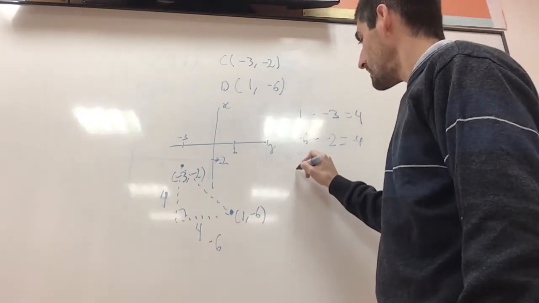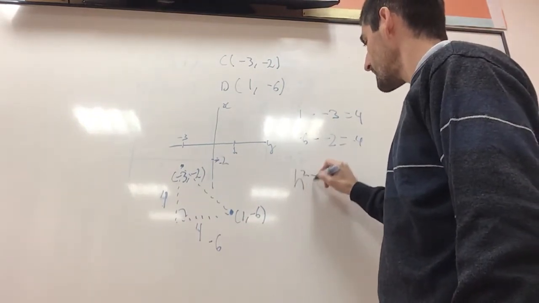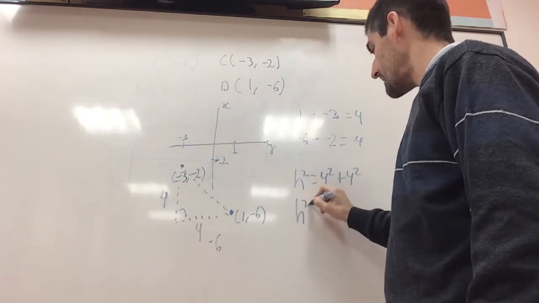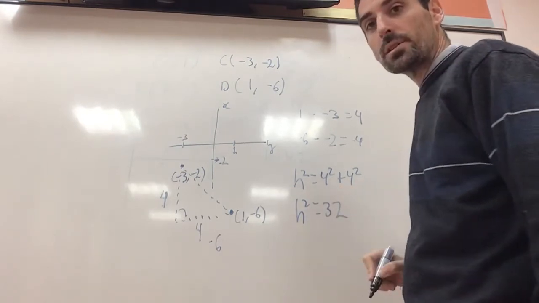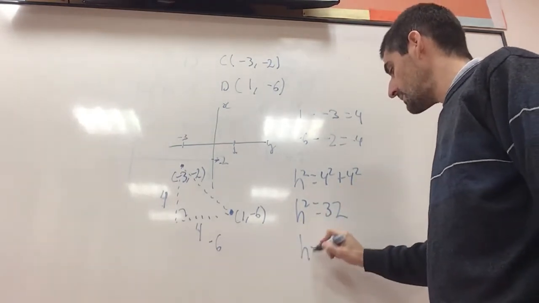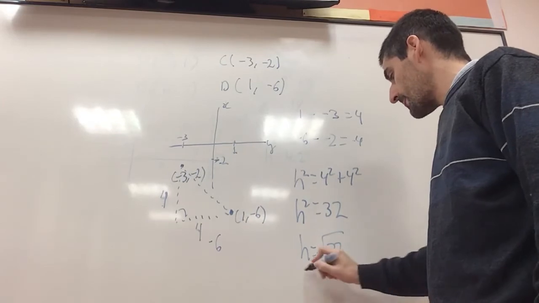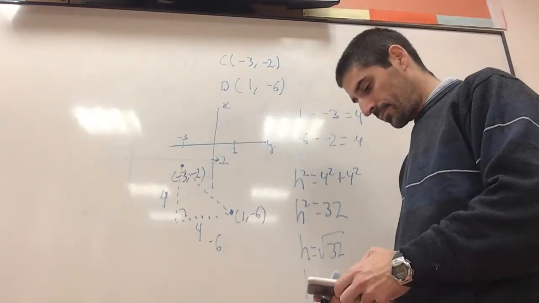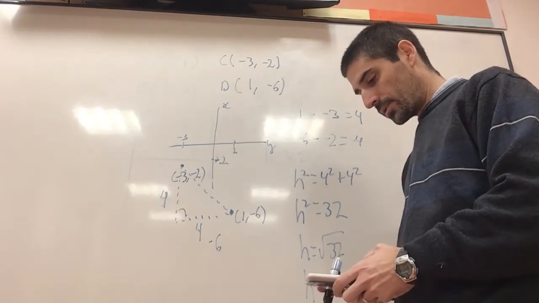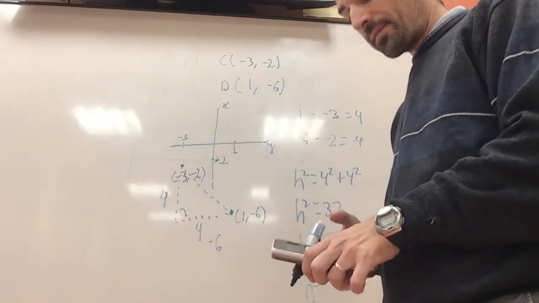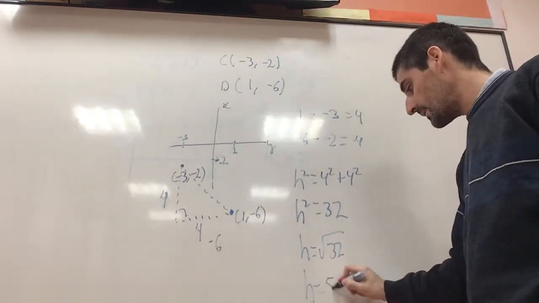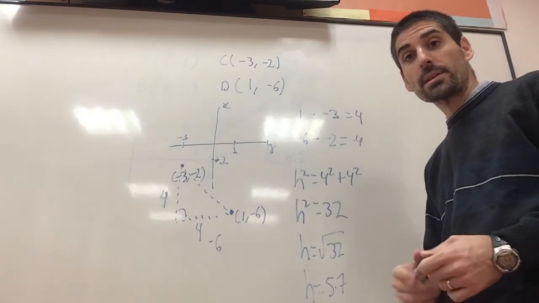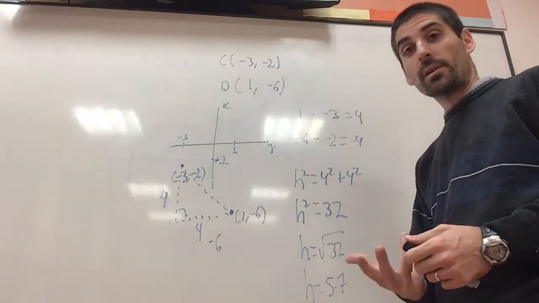So h squared is 4 squared plus 4 squared, which means h squared is 32. So h is the square root of 32. H is, calculator, square root 32 equals 5.7, rounded to 1 decimal place. 5.7. And that's it. That's how you use Pythagoras in coordinate grids.